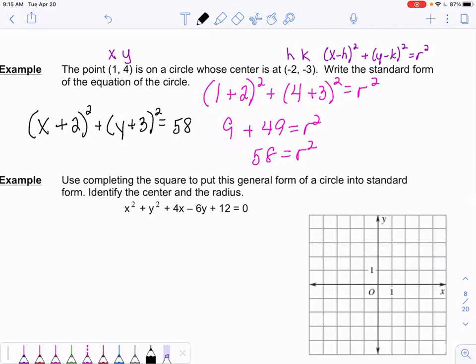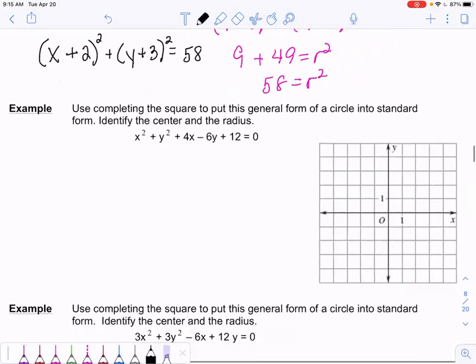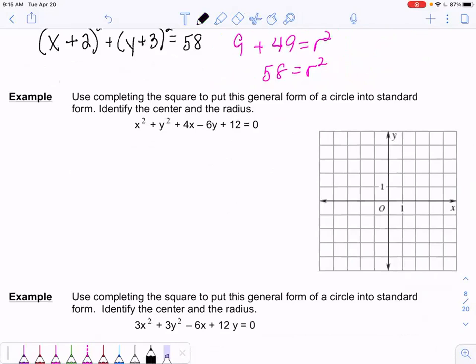All right. So building on the algebra and the completing the square that we did yesterday, if you look at the next example: use completing the square to get this general form into standard form, identify the center and the radius. A general form is when your equation is expanded and it's equal to 0. And I showed you this equation yesterday. So we have an expanded form of an equation.